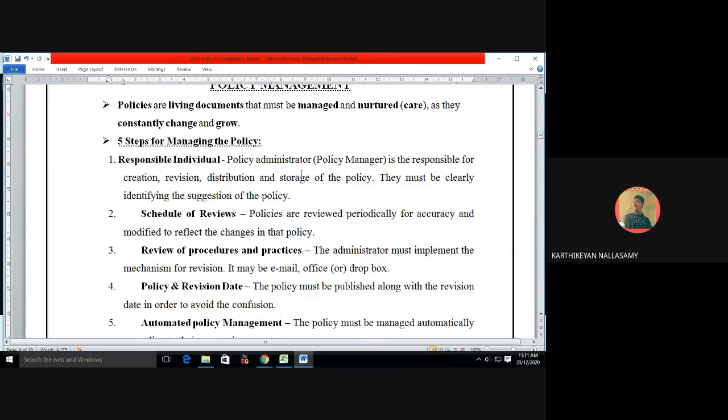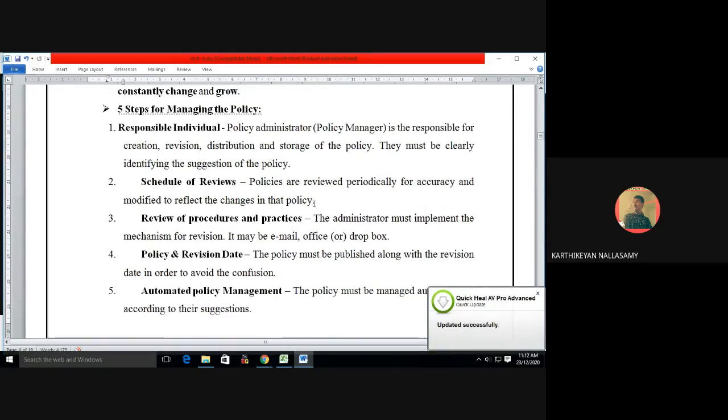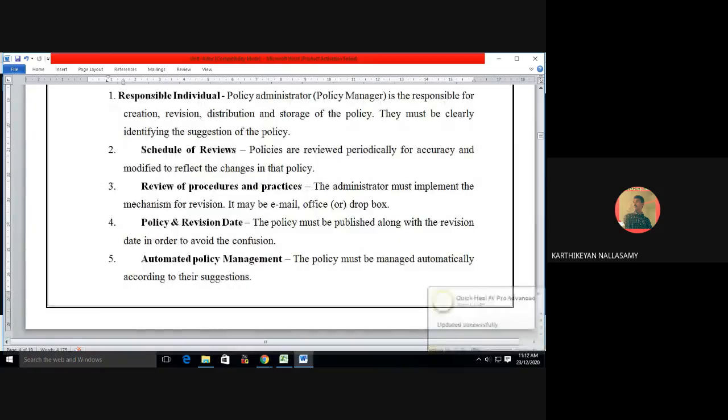And also we have to provide a proper schedule of reviews for upgradation of the policy, for accuracy and so that all the changes are reflected in the policy, and a review of procedures and practices. That means management, especially the administrator, needs to implement the policy and follow those practices in order to provide security.